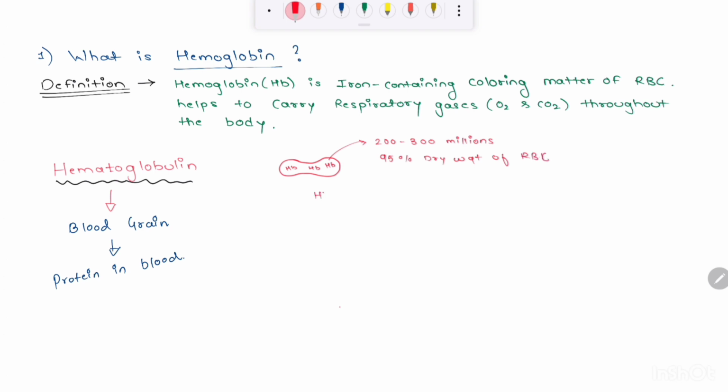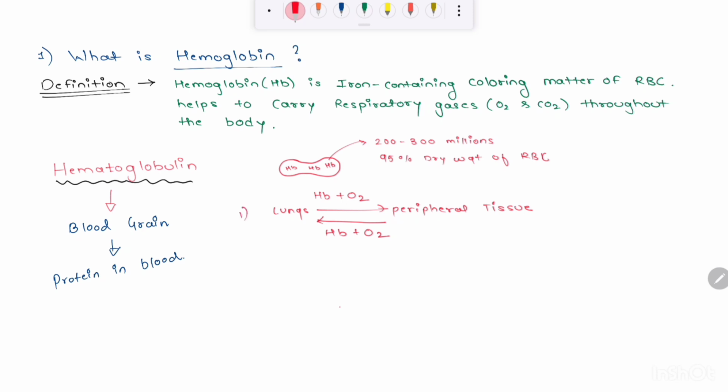Function of hemoglobin. So hemoglobin carries oxygen in the form of oxyhemoglobin from the lungs to the tissue. And on its way back, it will take carbon dioxide from the tissue and carry it to the lung for the exchange of the gases.